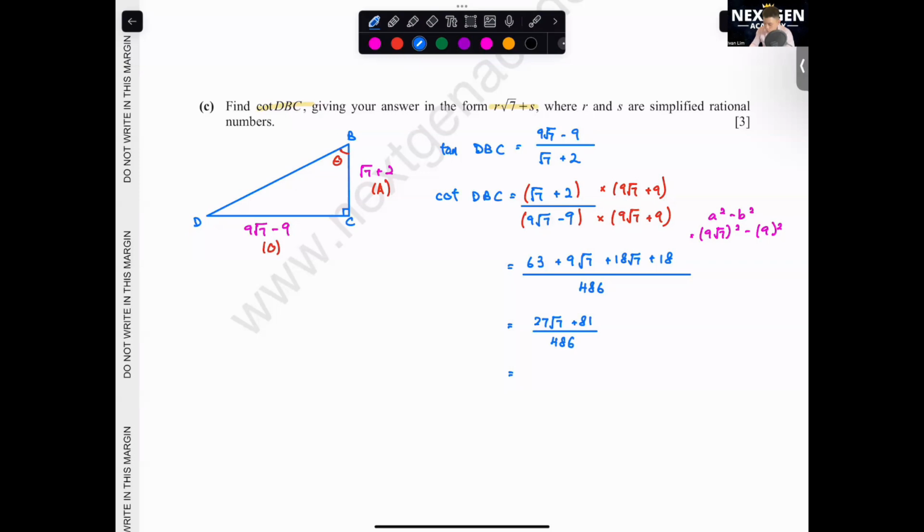They want it in that form. So you do 27 over 486, which you get 1 over 18 root 7, or root 7 over 18 plus 1 over 6.